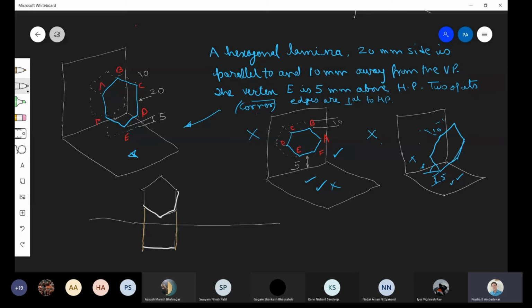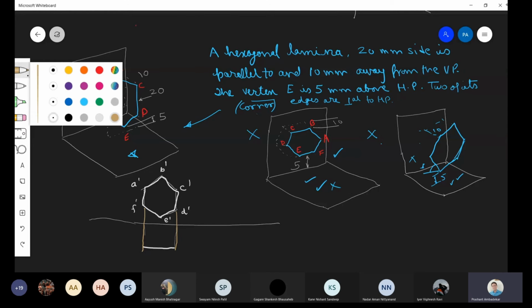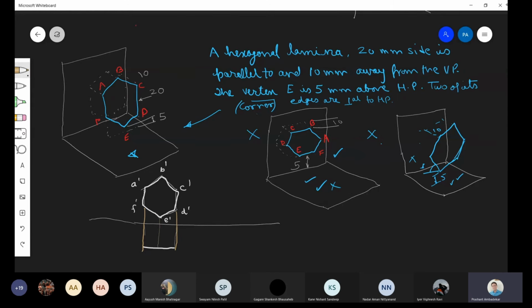And how will we name this now? Pay attention here. This will be A dash, B dash, C dash, D dash, E dash, and F dash. And we want a point here also, so we'll need to draw a projector here like this. So when we name this, it will be A, F. Here we'll have B, E. Here we'll have C, D.